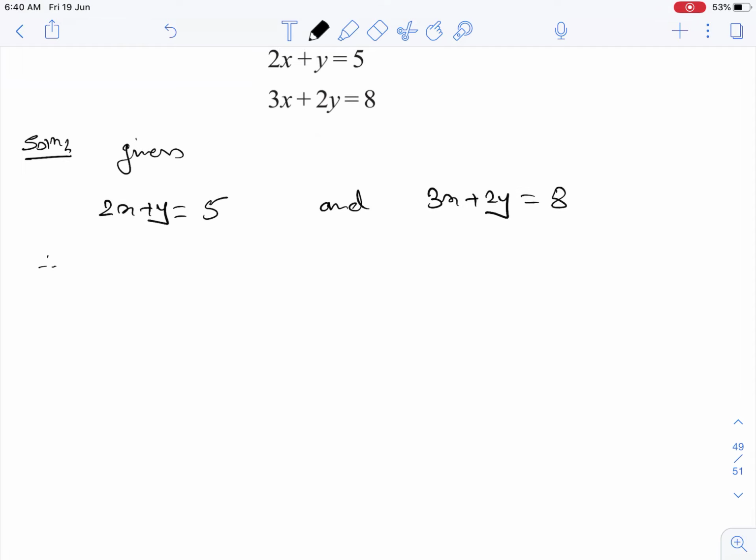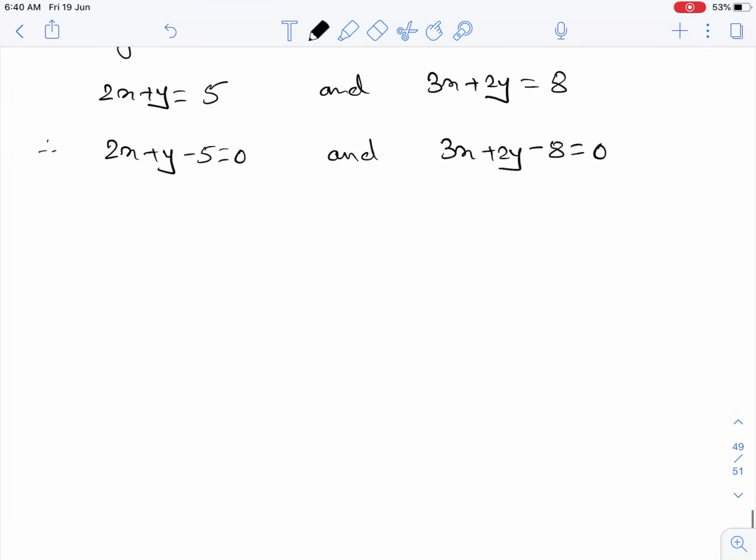Therefore now for cross multiplication, again I am telling, we have to change the side of these terms, that is, all terms must be on LHS. So what you will get? 2x plus y minus 5 equals 0 and 3x plus 2y minus 8 equals 0. Now what we have to do? From equation number 1 and equation 2 we have to decide the values of a1, b1, c1 and a2, b2, c2.